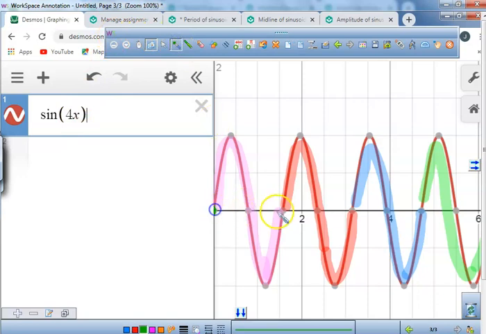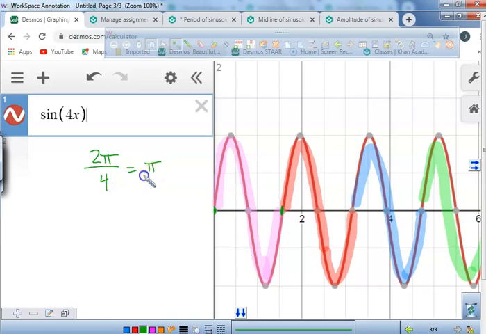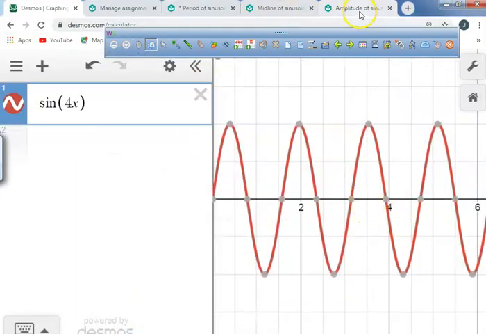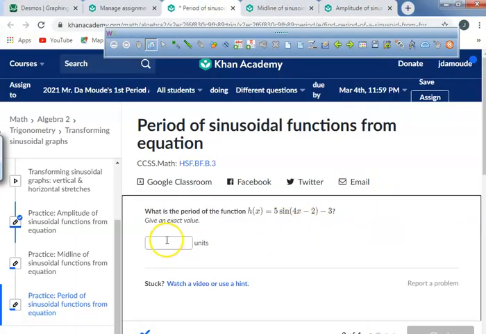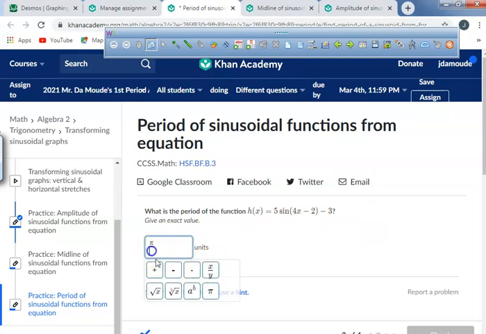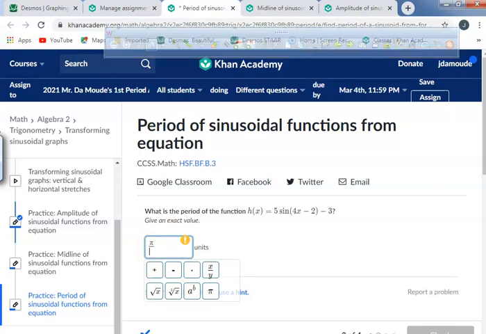The period of just one of them is from here to here. So that's why I did 2 pi, and I divided it by 4, and that's why the period is just pi over 2. Okay? So on this particular problem, if I said, what is the period given exact value, what am I going to have to do? I'm going to put pi over what number? 2. Okay? So I'm going to type in the 2 right there.